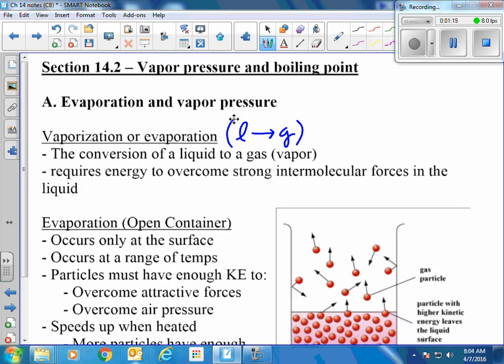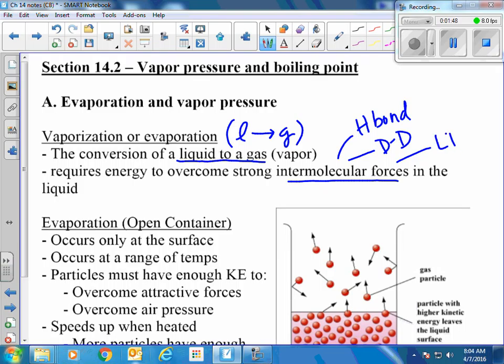And when we start talking about vaporization, we're talking about if the pressure is involved and how quickly it's going to happen. So they both are a conversion from a liquid to a gas. It requires energy to overcome strong intermolecular forces. So who can give me an example of an intermolecular force? What's one? Hydrogen bonding. Good. What's another one? Dipole, dipole. And what's the last one? London dispersion forces. Okay, so if you're that molecule in the solution, we have to overcome those forces in order to change that phase. Does that make sense?